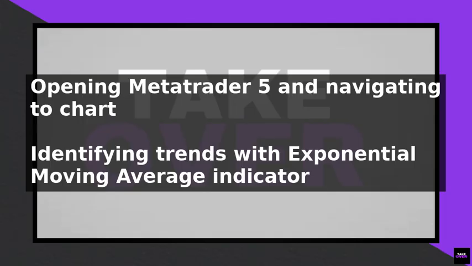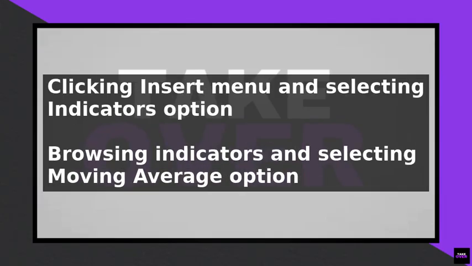First, click on the Insert menu at the top of the MetaTrader 5 window. Then select Indicators from the drop-down list. This will open the Indicators window, where you can browse through the available indicators. In the Indicators window, click on Trend and then select Moving Average.